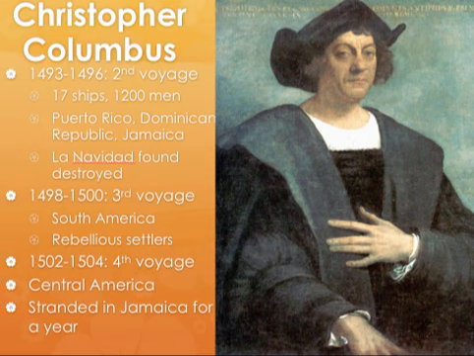Columbus then starts a new settlement. He moves it a little bit eastward, and that settlement's called La Isabela. It's on the northern coast of Hispaniola. It also proves to be a poorly chosen location, and the settlement ends up not surviving very long. He then heads back home. On his third trip, he finally makes it to mainland South America.